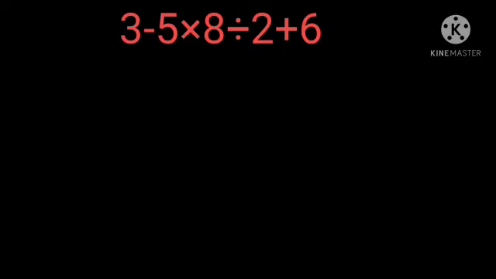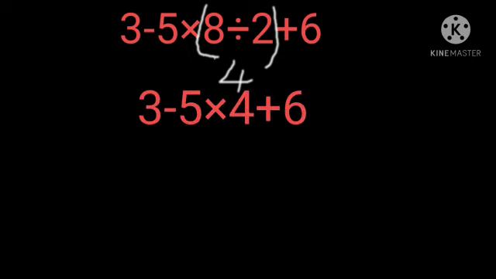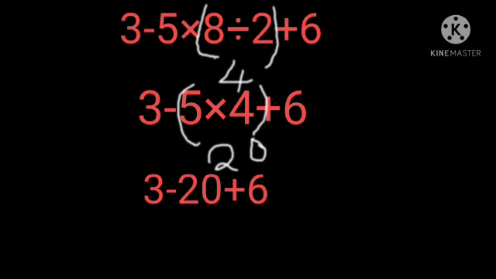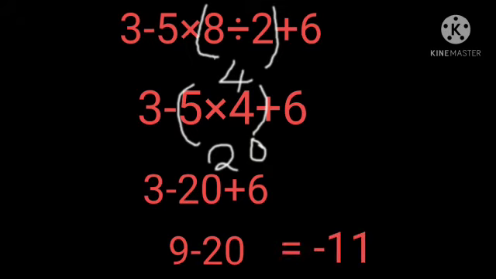Here 3 minus 5 into 8 divided by 2 plus 6. In this, division: 8 divided by 2, that is 4. That becomes 3 minus 5 into 4 plus 6. Then in this, multiplication: 5 into 4 is 20. That becomes 3 minus 20 plus 6. Then in this, the addition is 3 plus 6, that is 9, minus 20, that becomes minus 11. The answer is minus 11.